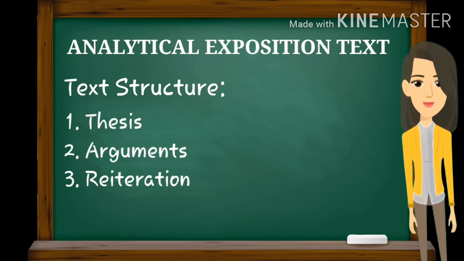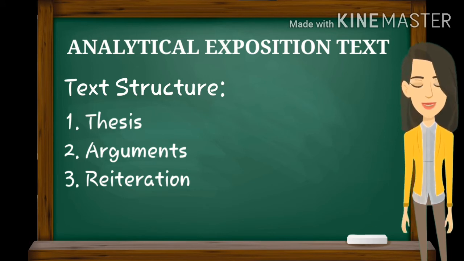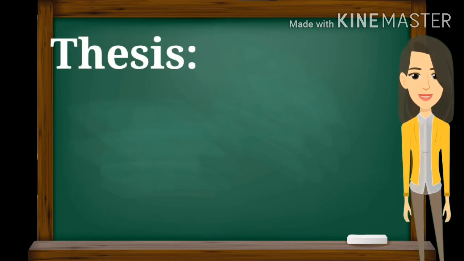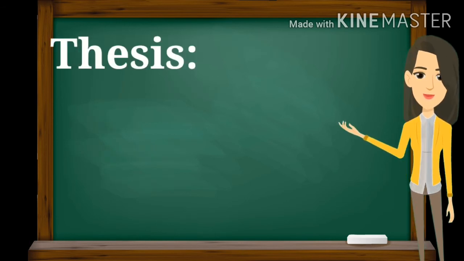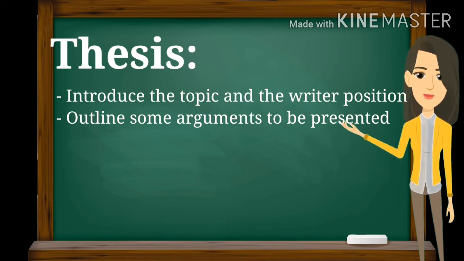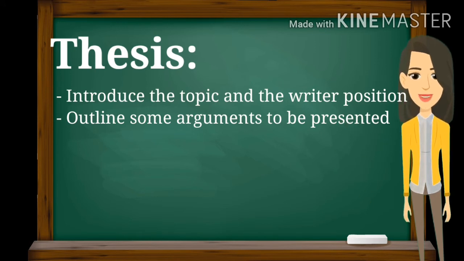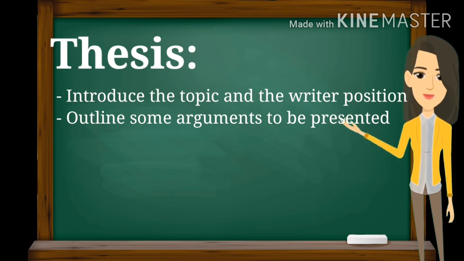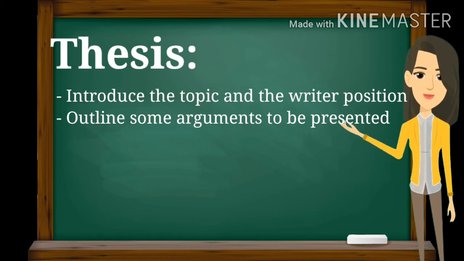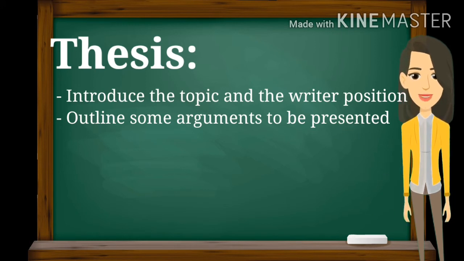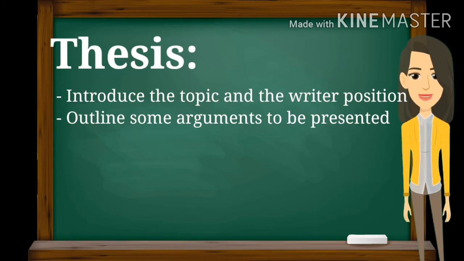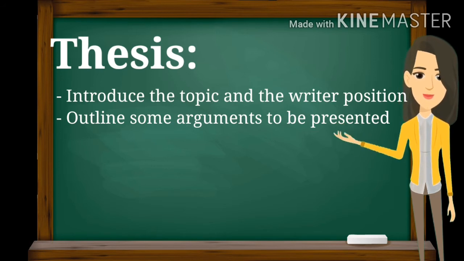The first is thesis, the second is argument, and the third is reiteration. In the thesis section, the writer or speaker introduces the topic or main idea to be discussed and points out his position upon the topic. The writer may also outline the arguments to be presented in this section. Remember, in analytical exposition text, the thesis is always put in the first paragraph.